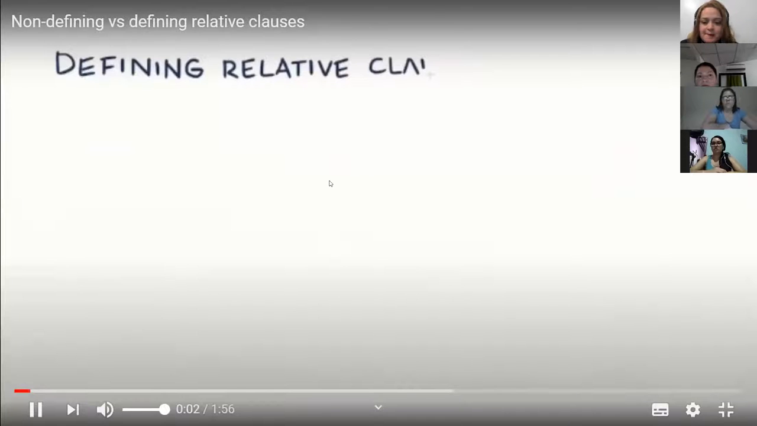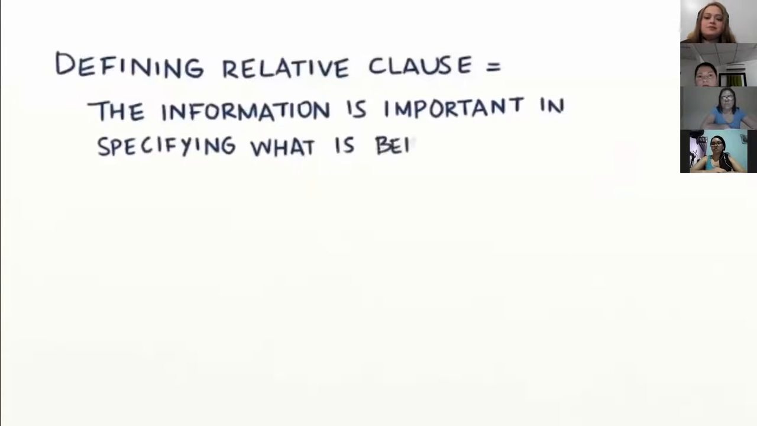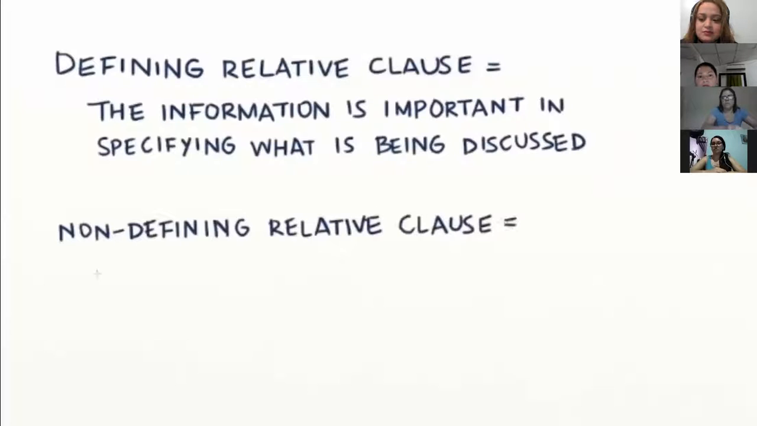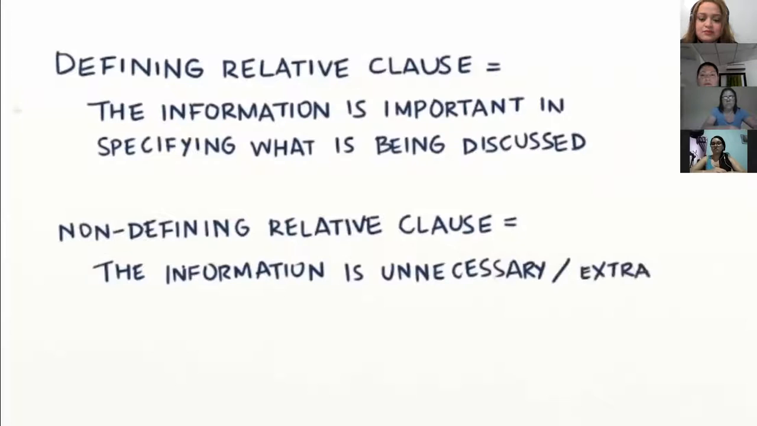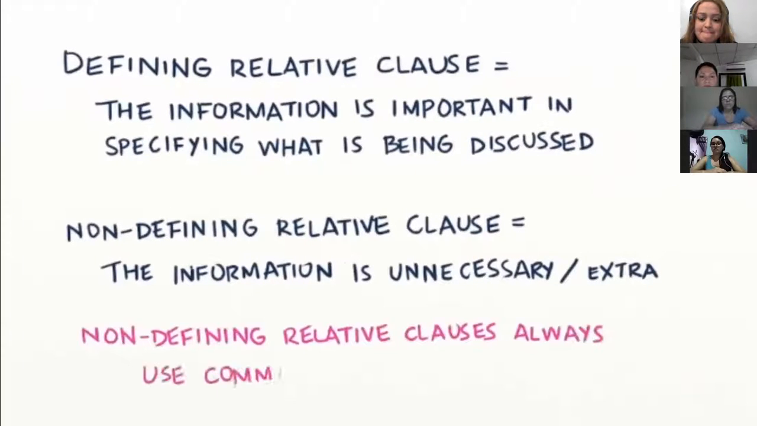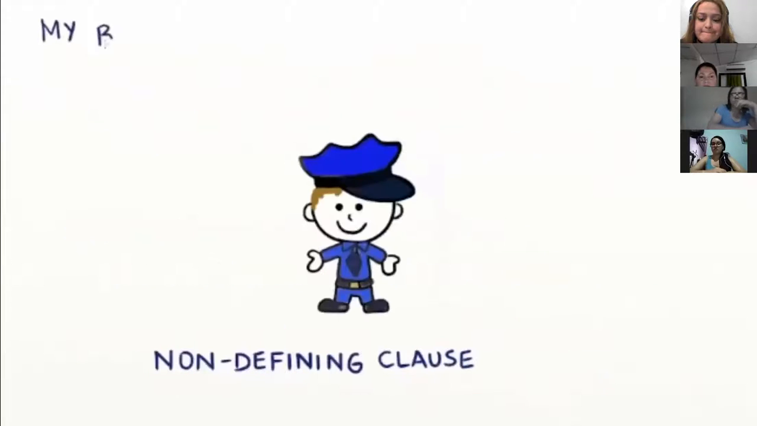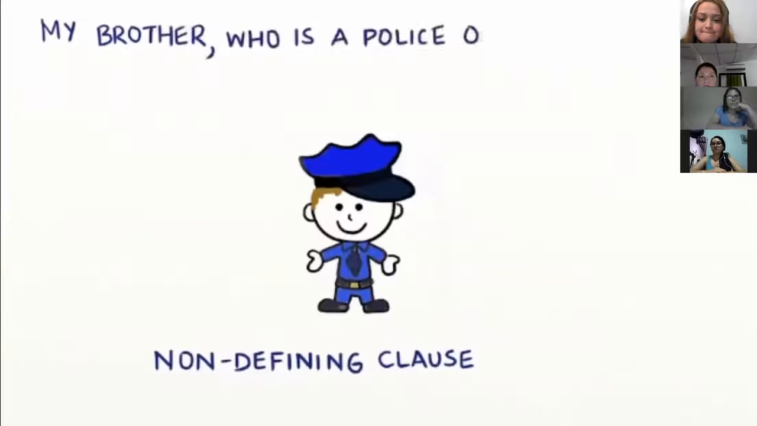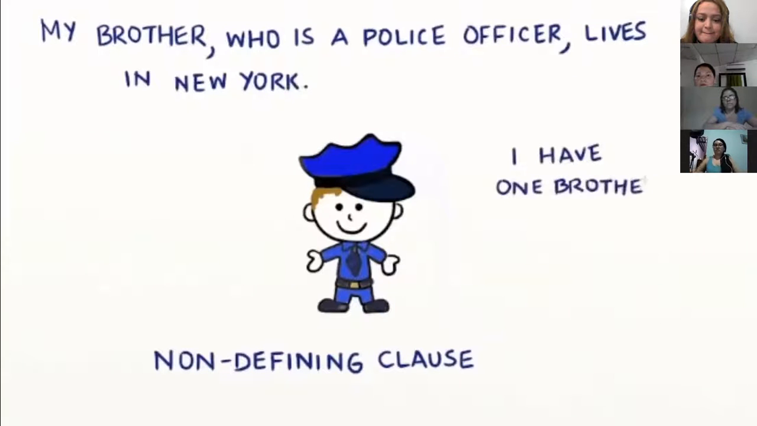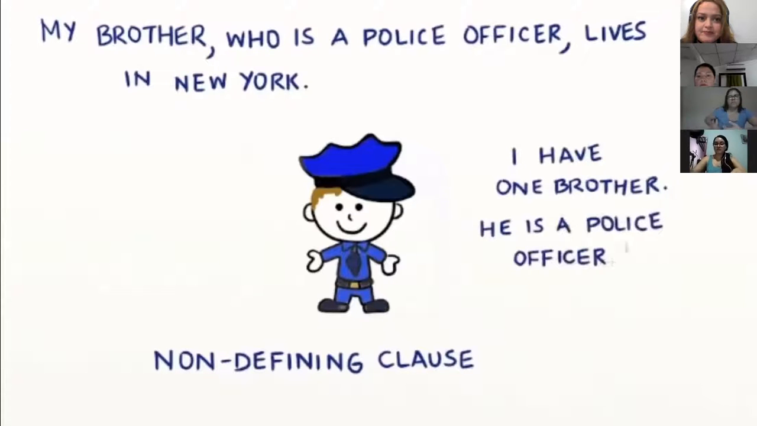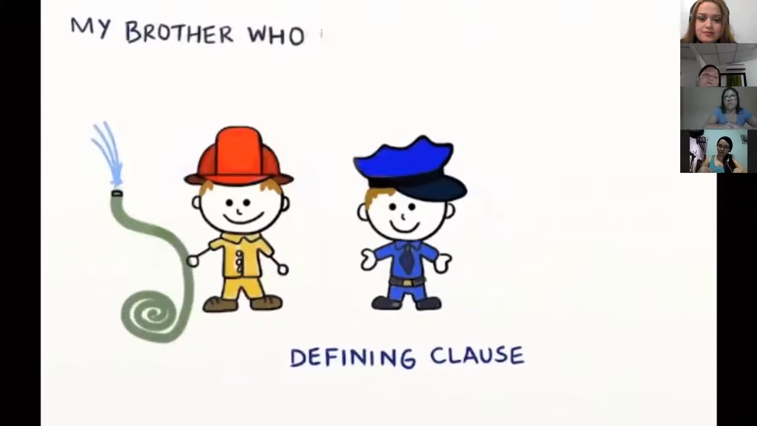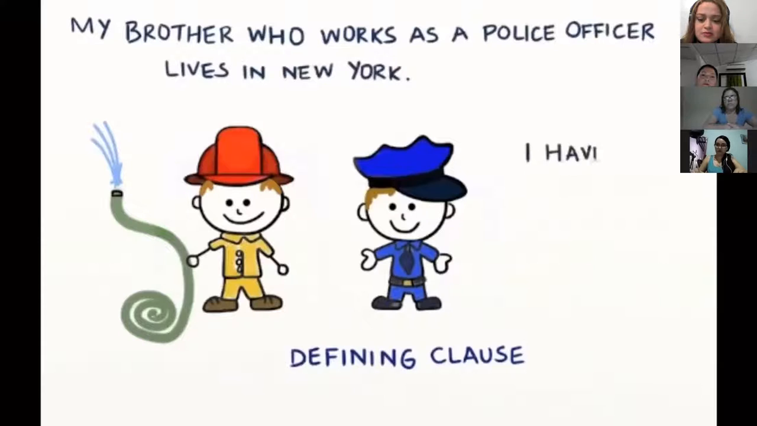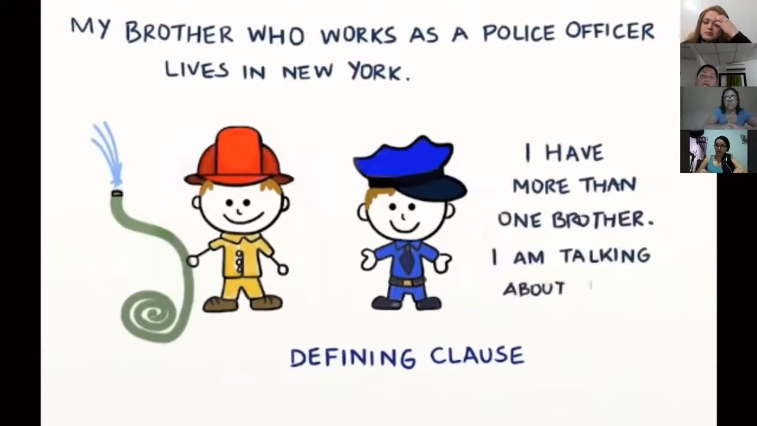Non-defining relative clauses are used when the information is important in specifying what is being discussed. Non-defining relative clauses are used when the information is unnecessary or extra. Remember that non-defining relative clauses always use commas. Here's an example of a non-defining clause. My brother, comma, who is a police officer, comma, lives in New York. Here, in this example, I have one brother. He is a police officer who lives in New York. If we look at this example of a defining relative clause, notice that we don't use commas. My brother, who works as a police officer, lives in New York. In this example, I have more than one brother, and I am talking specifically about the brother who is a police officer.